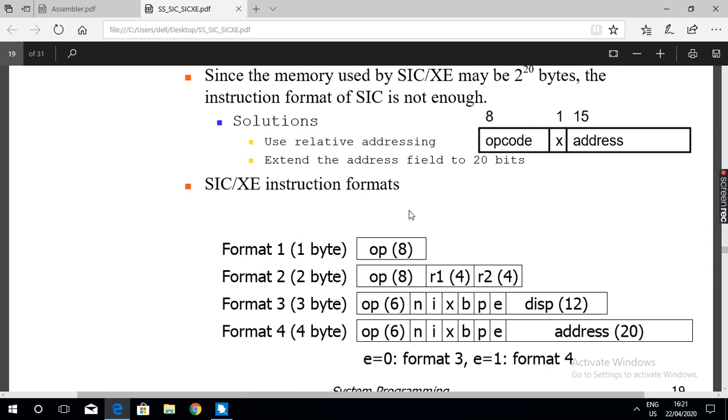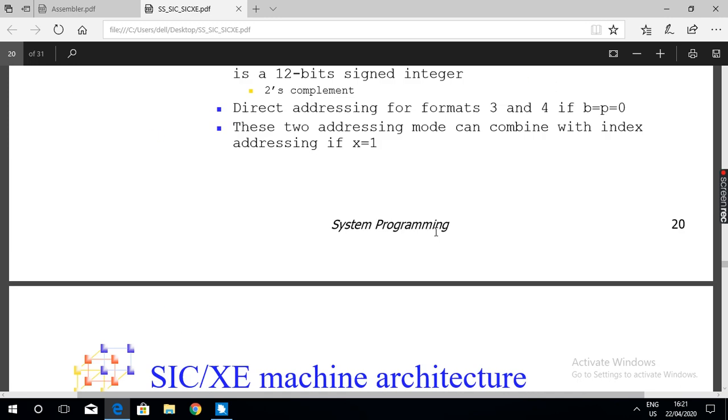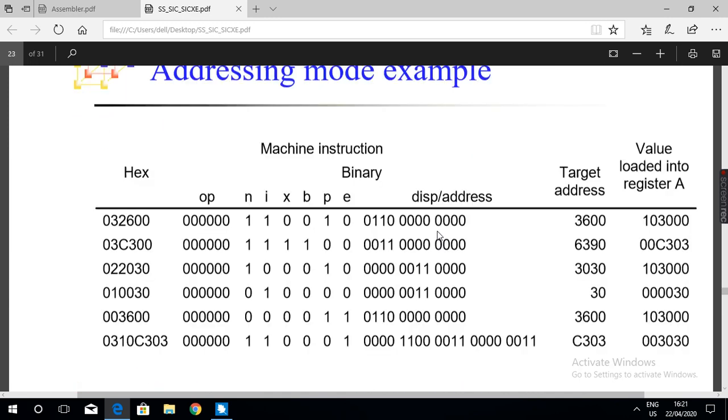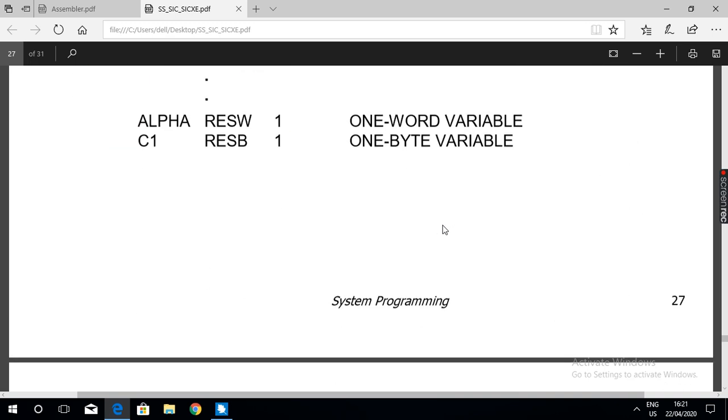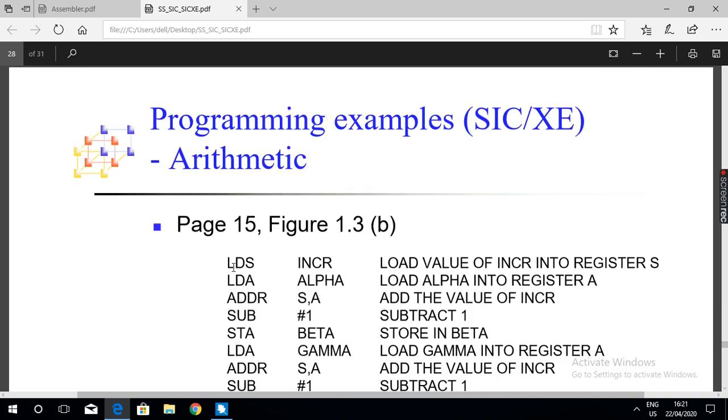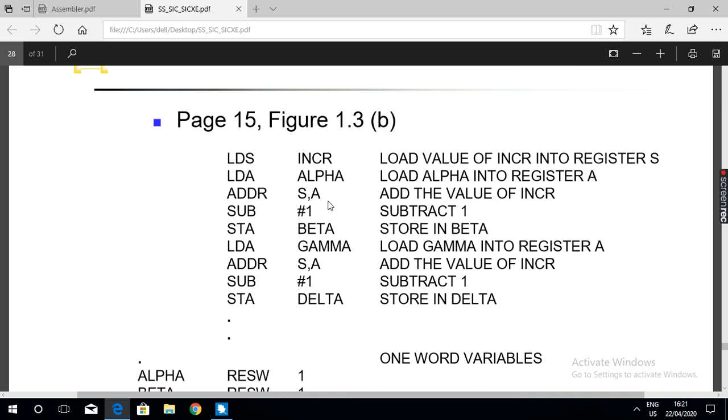I think you know what opcodes are. These are opcodes. See here, LDS, LDA. These are called opcodes. So 8 bits are reserved for storing the opcode, and 4 bits each for storing the register numbers.